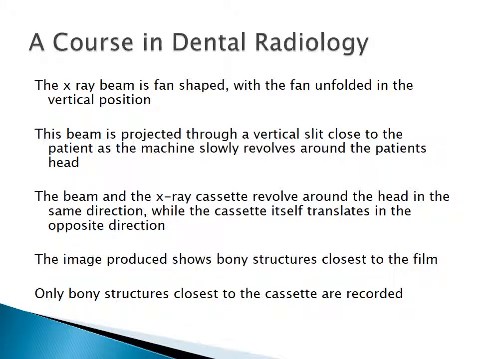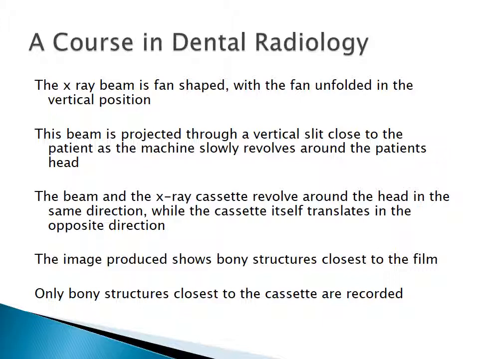So our x-ray beam will come out fan-shaped, like a fan unfolded in a vertical position. This beam will project through a small slit through the patient, back then to the film or to the digital sensor. Our beam and our x-ray cassette, or our film or our sensor, revolve around the head in the same direction, while the cassette itself moves in the opposite direction. So what that does is it basically gives you a 2D image of the entire mouth in one shot.